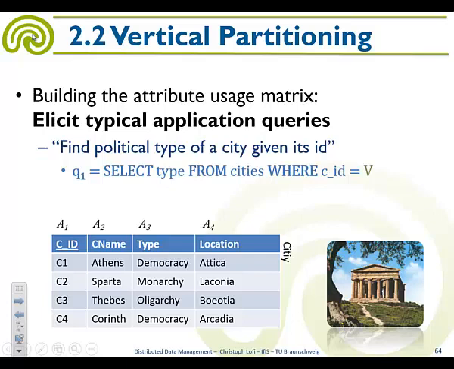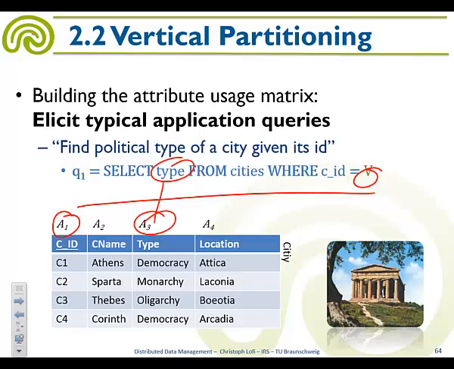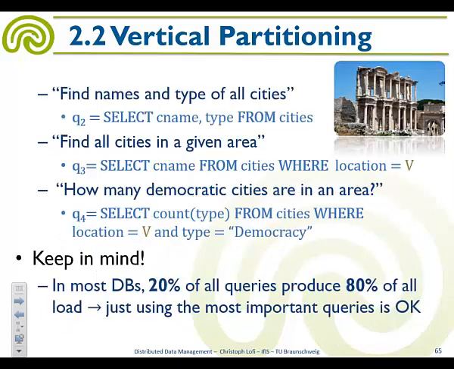Let's go back to our example tables with the cities and artifacts in Greece. One query we might expect is find the political type of a city with a given ID. Query would be select type from cities where city ID is, whatever. Now in that table we have 4 attributes, the city ID, we have the type, and we have location and name. And what that query uses is the ID, there, and we have the type, there. So that query uses A1 and A3.